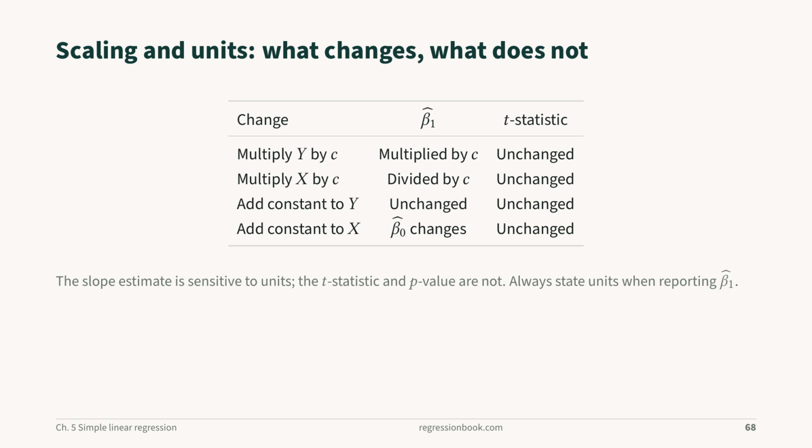Scaling behaves predictably, and the table settles it. Multiply the outcome by a constant. The slope scales with it. Multiply the regressor. The slope divides by it. Add constants, only the intercept moves. And in every row, the t-statistic and p-value are untouched. The substance is invariant, only the units change, which is why stating them is non-negotiable.